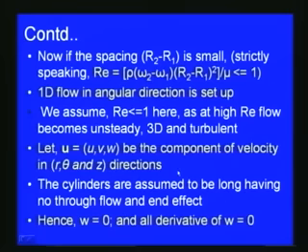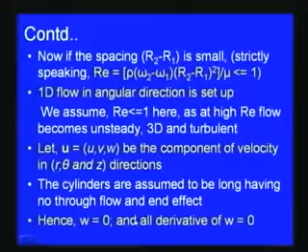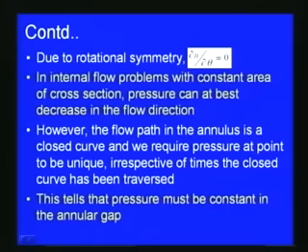So, for this typical problem, before using the Navier-Stokes equation and simplifying to get an exact solution, we assume that there are no end effects and no through flow. We can write w is equal to 0 and all derivatives of w are equal to 0, where w is the velocity component in the z direction for this problem.